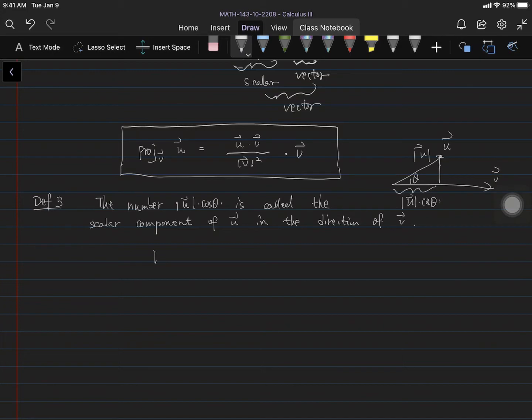And here we have two formulas. The projection of u onto v is u dot v over v length squared, times v. And the scalar component, u length times cosine theta, is actually just u dot v over v length.